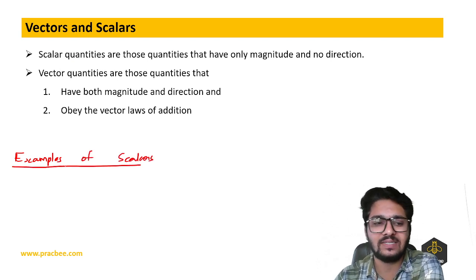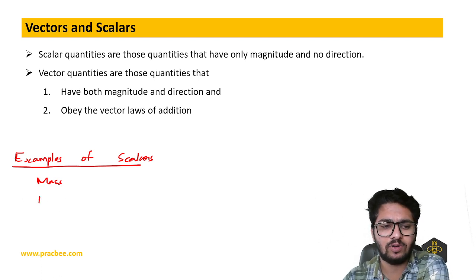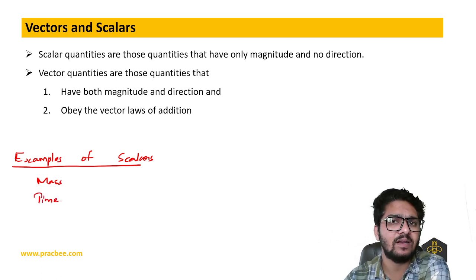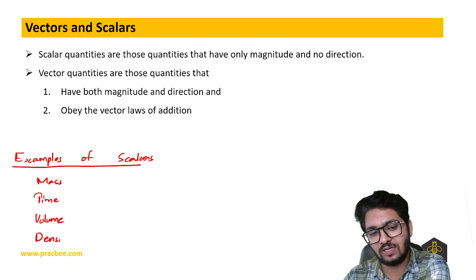Mass is one classic example. Time is another example, it does not have any direction, right? Mass and time do not have any direction. Then you can say volume, you can say density, right?